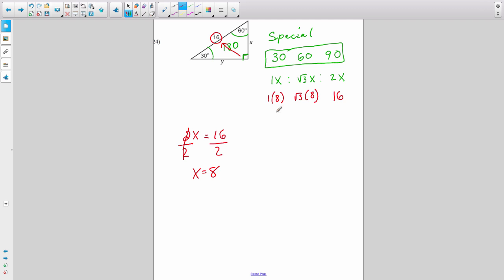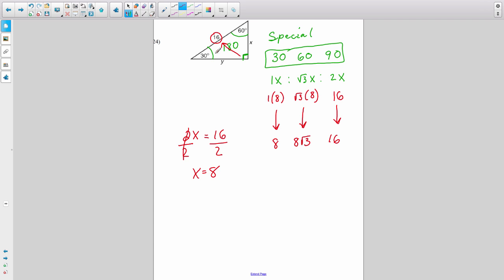Let's pretty this up a bit. This guy's just 8. This one, if you want to go to a dinner party, you would not say radical 3, 8. You would say 8 radical 3. Pinky's out. Everyone's fancy. And this guy is 16. So there you go. We just found our sides.